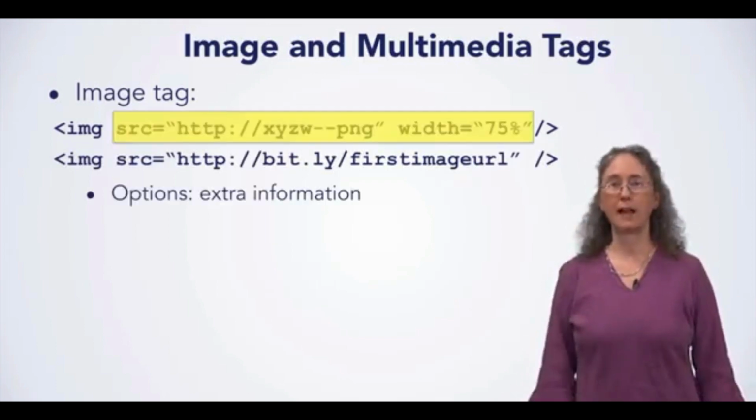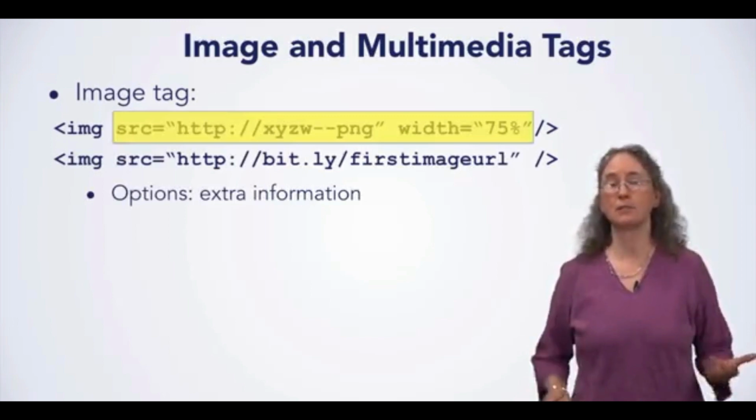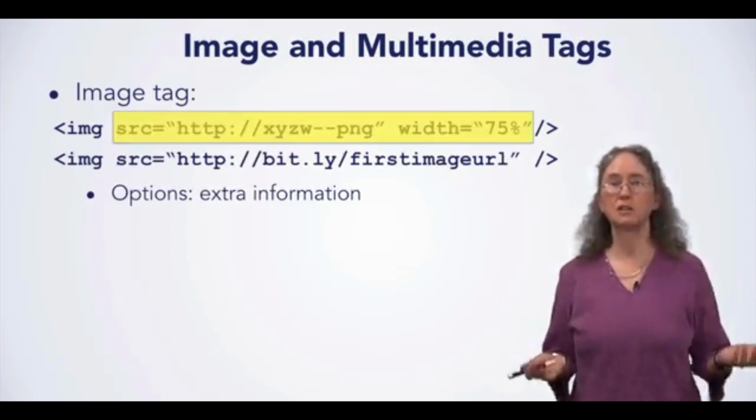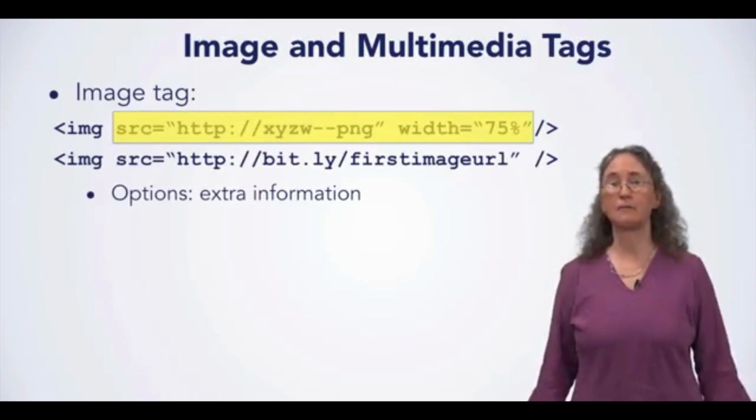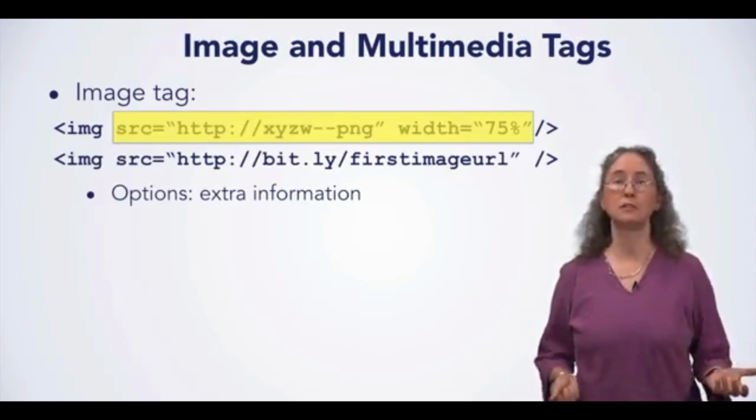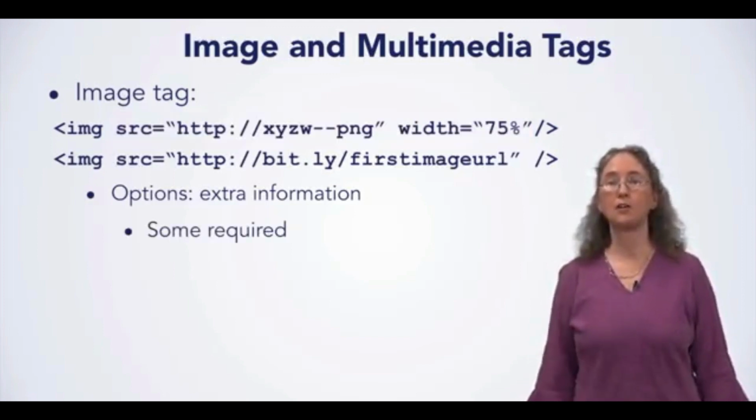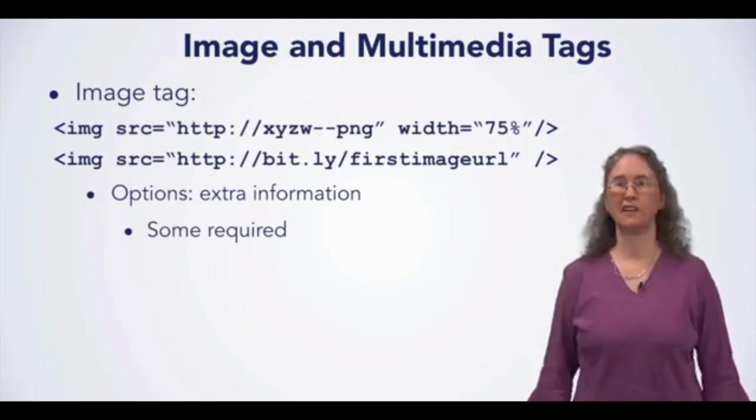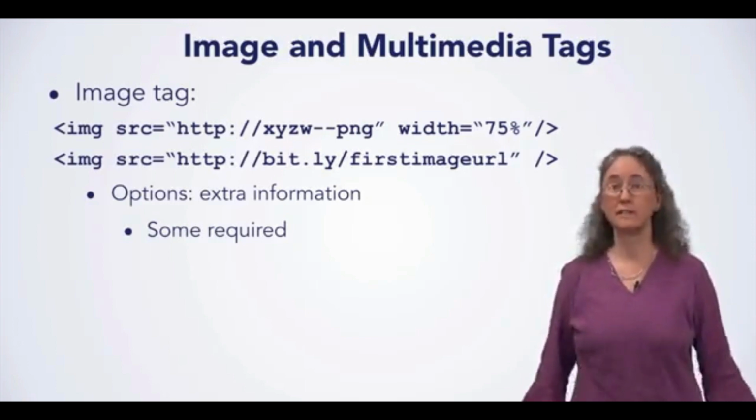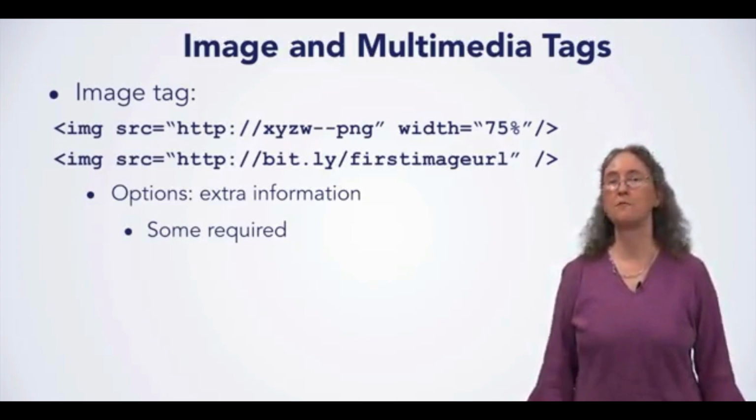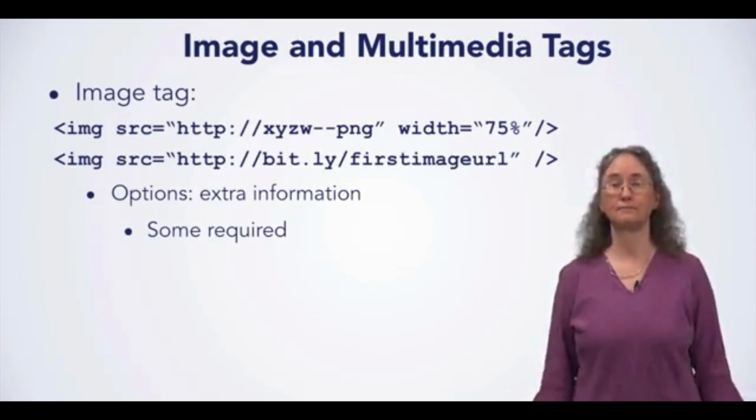Inside the angle brackets for the image tags, we have options which give extra information about what we're doing. In the example of an image tag, we need to specify what image to display. In fact, even though they are called options and thus sound optional, some options are required. For example, we have to specify what image we want to display, so that option is required.